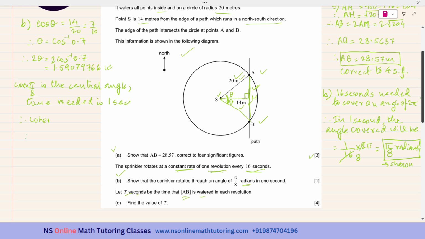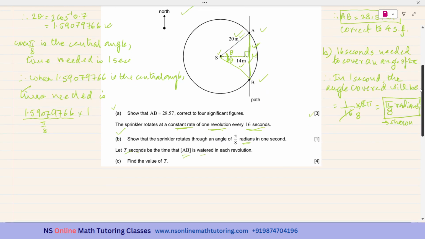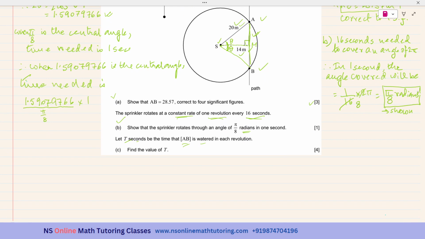Therefore, when 1.5907976 is the central angle, the time needed is 1.5907976 divided by pi over 8, into 1. So this will be equal to t seconds. Let us find what this is equal to.